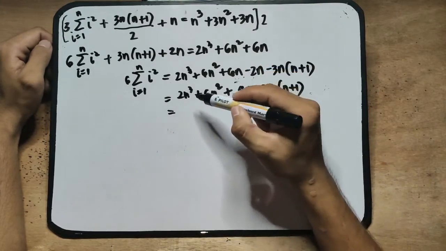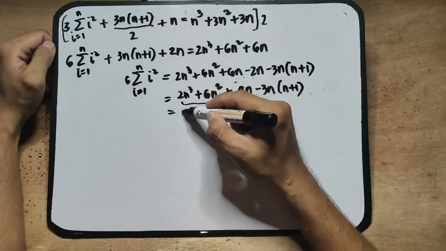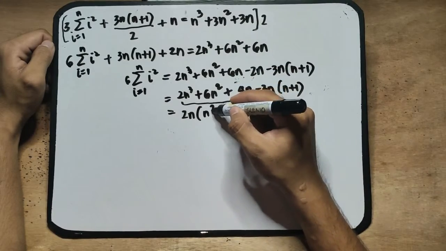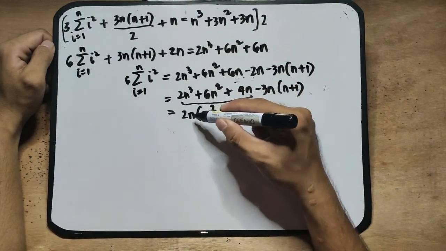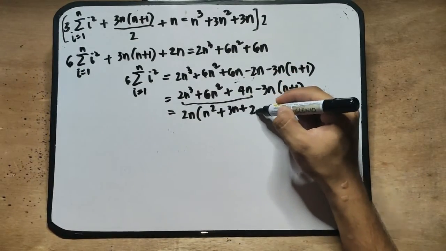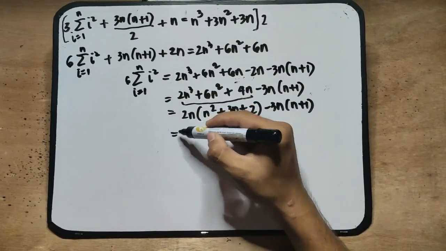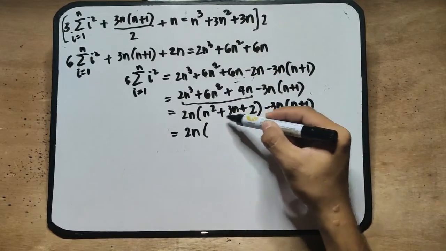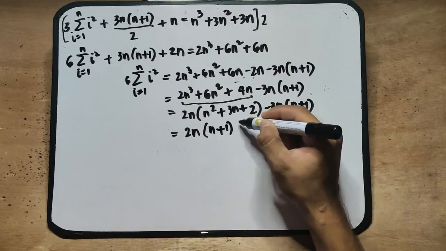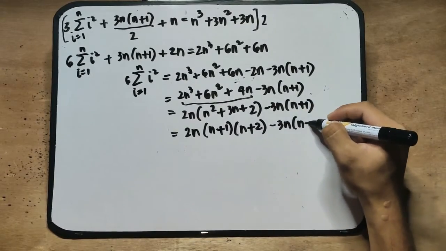So after that, yung portion na to, mayroon silang common factor which is 2n. So ilalabas natin si 2n. We have n squared. 6n squared divided by 2n is 3n. And then 4n divided by 2n is 2. And then we bring down negative 3n and n plus 1. So we bring down 2n. This is definitely factorable. Ang factors niya ay n plus 1 and n plus 2. So minus 3n times (n plus 1).